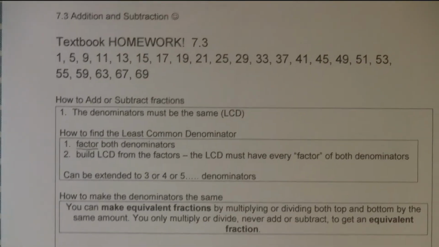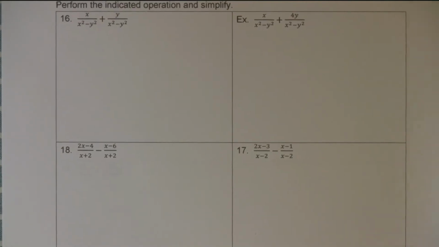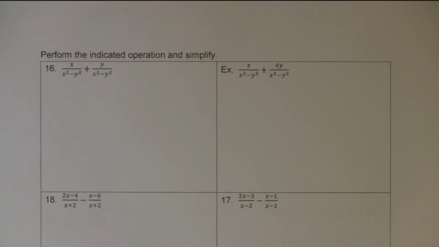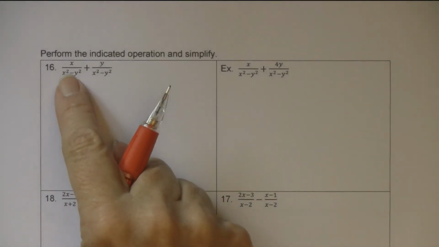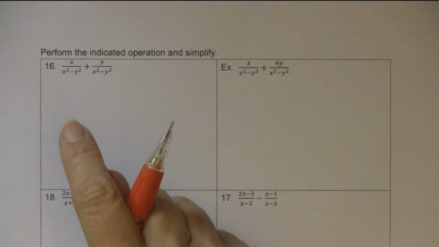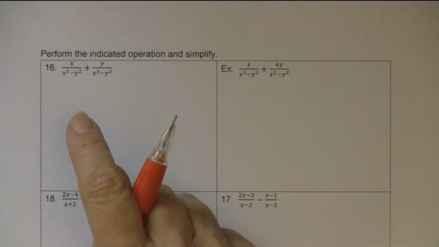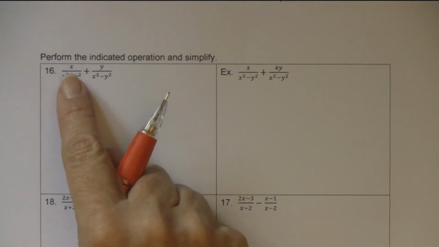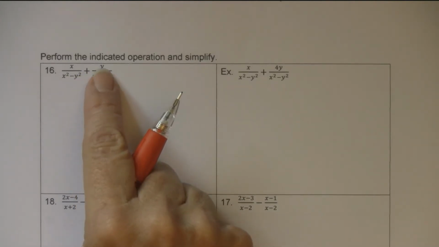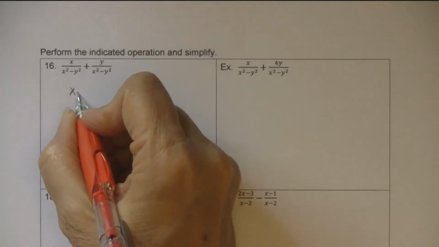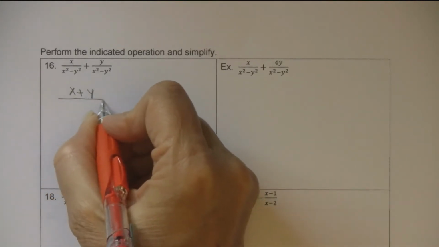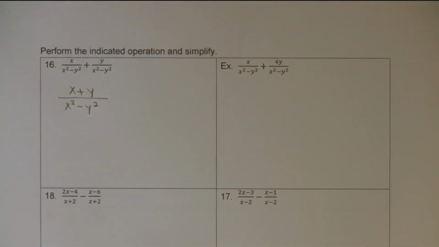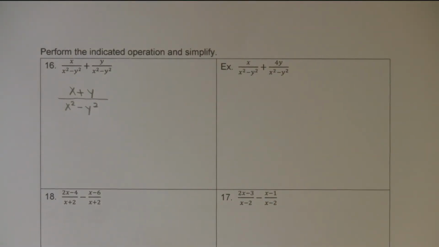Okay, so we're going to give a try, and we're going to start off with ones that have the same denominator. So this is problem 16 out of your book. X squared minus y squared is the denominator, and you notice the denominators are the same. So I don't have to do step 1, which is to get the denominators the same, because they are the same. So I can go on to step 2, where I add or subtract, in this case add, the numerators, so x plus y, divided by the common denominator, x squared minus y squared.